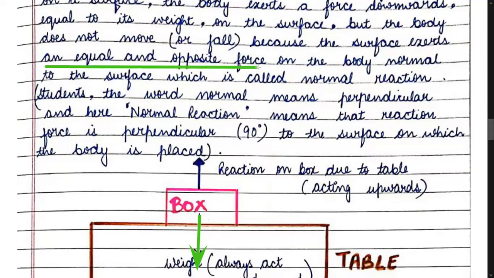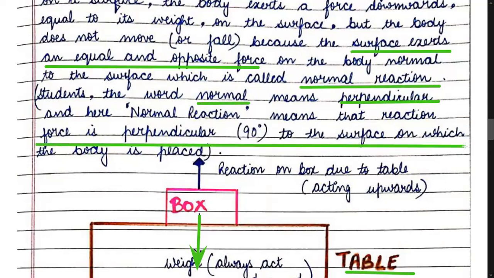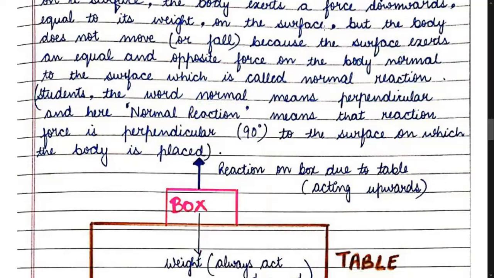So we can say the surface, in this case the surface is the table, exerts an equal and opposite force on the body, normal to the surface, and this force is known as normal reaction. The word normal, as I told you right now, means perpendicular. Thus, normal reaction means that the reaction force is perpendicular to the surface on which the body is placed.